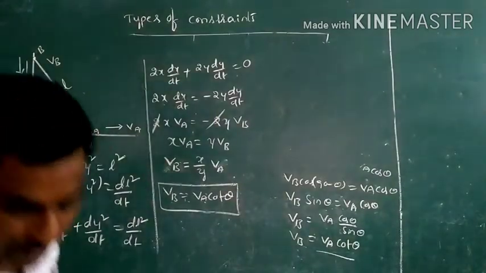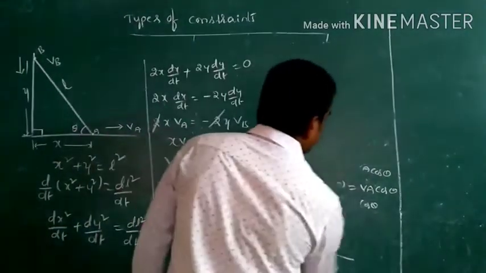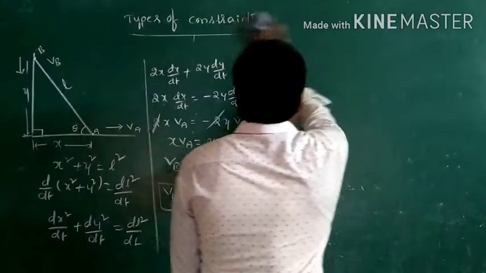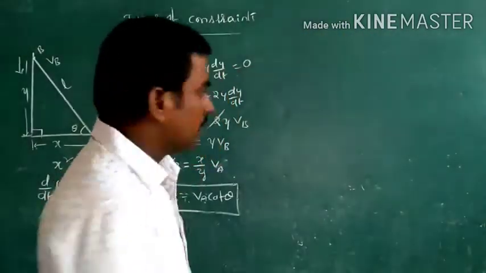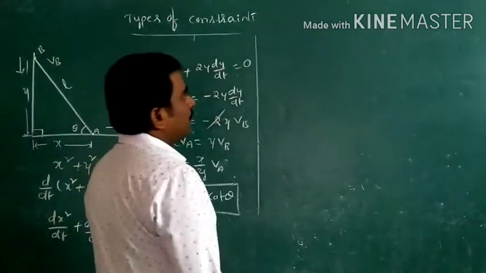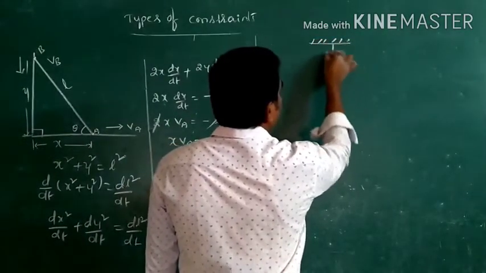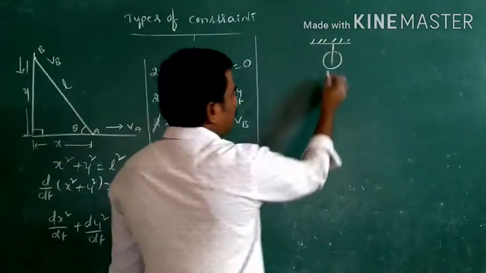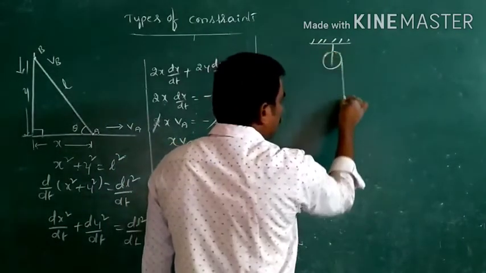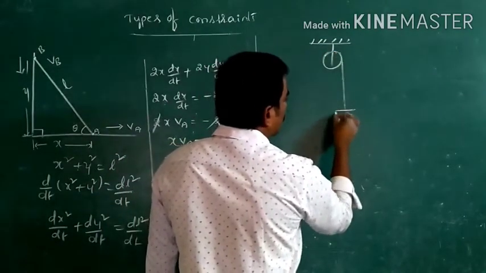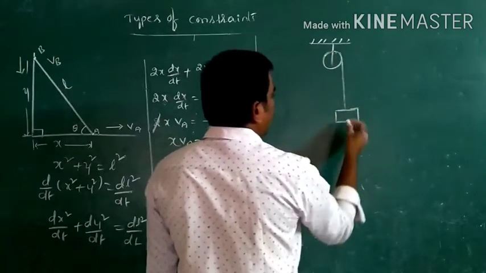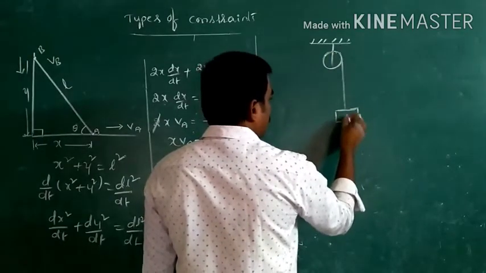Okay, right. Next, see one more example. Let us assume this is a pulley. One pulley is connected. Okay, this is a bracket.